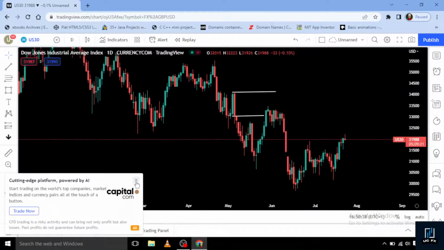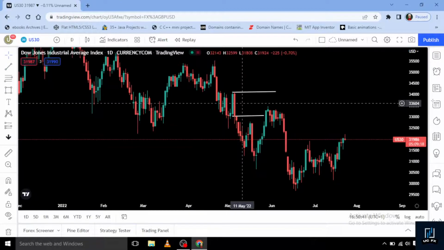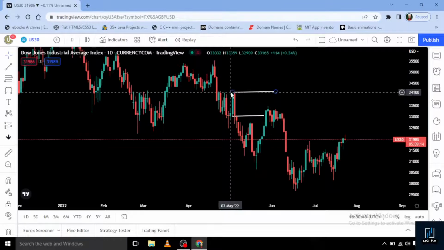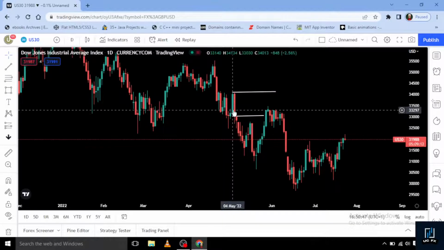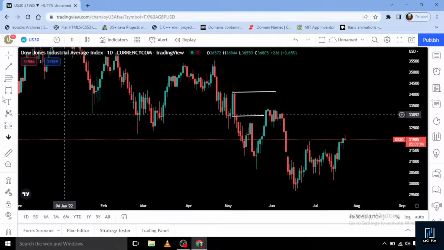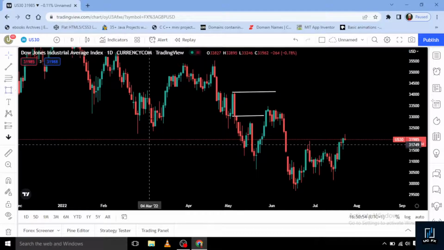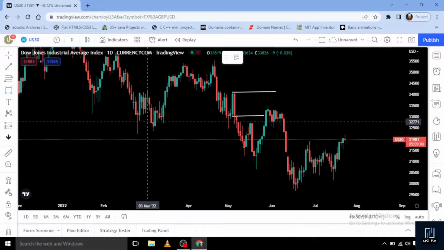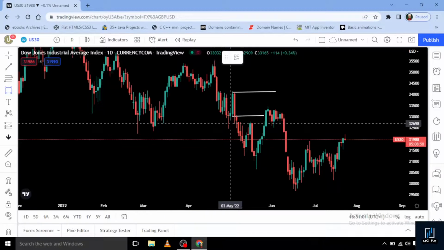So inside this area is our order block. This green candle is actually our order block. So what's the explanation behind these order blocks? Why do they form? Looking at this area, you would agree with me that price tested this area, tested it again, and tested it again.